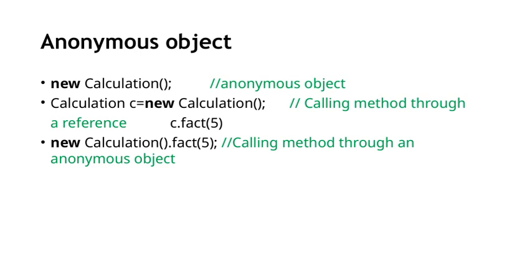Another interesting point is that we can call a method directly on a new anonymous object, like new calculation().fact(5). This creates the object, calls the method, and then the object is discarded immediately after. Connecting this to our overall theme, understanding when to use anonymous objects versus named references helps us write cleaner, more efficient code. It allows us to manage object life cycles effectively and choose the right approach based on our specific needs.